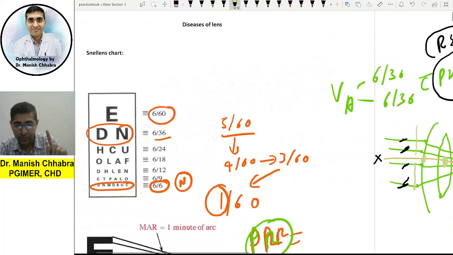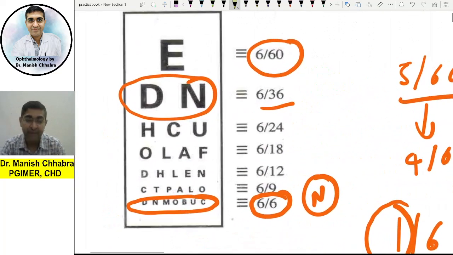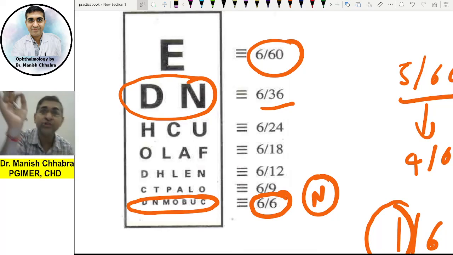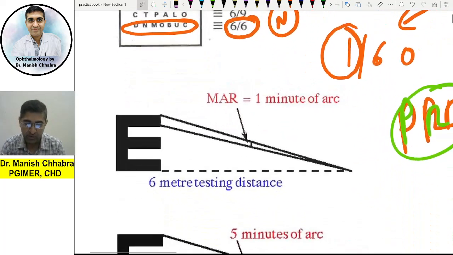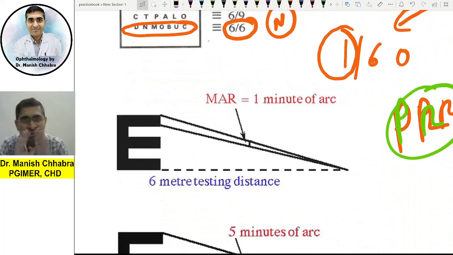Okay, now I am going to tell you another important concept, the concept of minimal angle of resolution. This is, boys and girls, your INICET November 2020 exam question, May 2021 exam question, then May 2022 exam question. This is very, very important, right? Now check this out. What is minimal angle of resolution? Just listen to me.